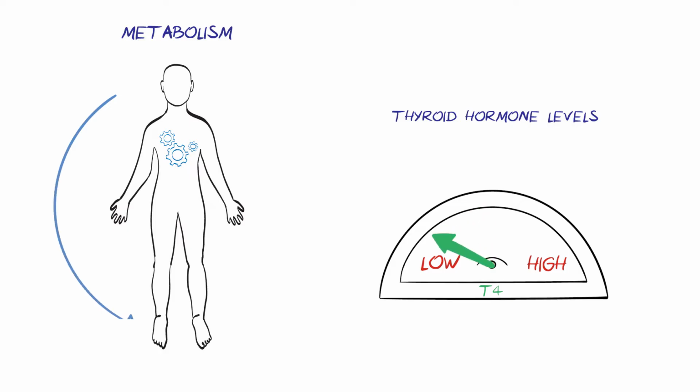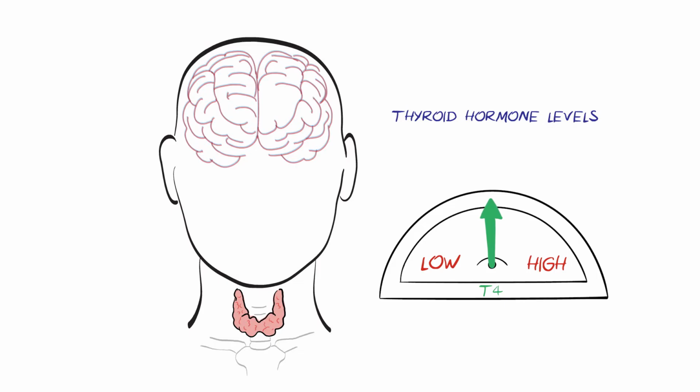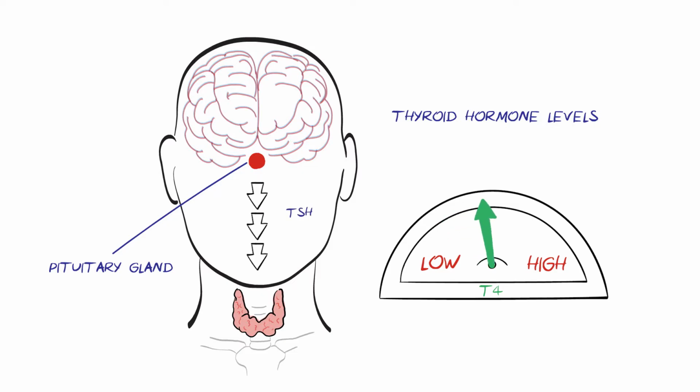If there is too little, then the cells work too slowly, but if there is too much, the cells work too quickly. The brain helps to keep levels in check by measuring the levels of thyroid hormones in the blood. If levels are low, the pituitary gland releases thyroid-stimulating hormone, or TSH, to stimulate the thyroid gland to release more thyroid hormones. If thyroid hormone levels are too high, then less TSH is released by the brain. In this way, the levels of thyroid hormones in the blood are usually kept in balance.